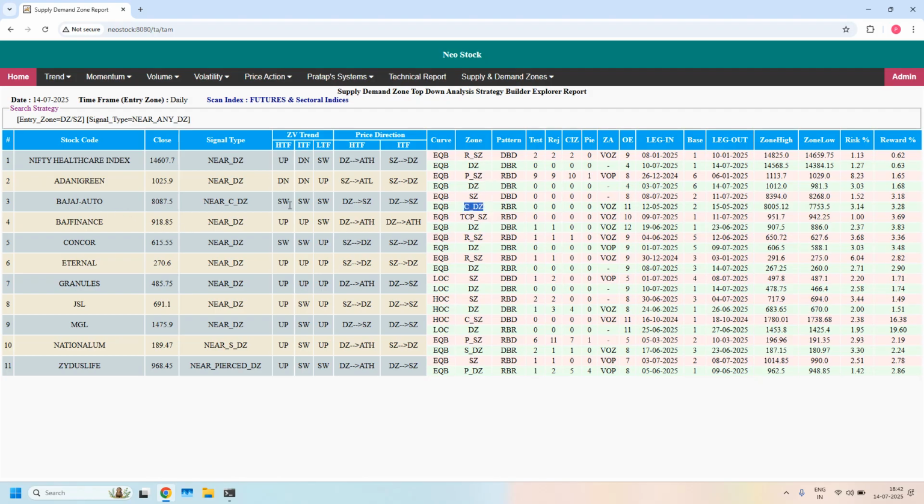Bajaj Auto is having a high liquidity daily demand zone. National Aluminium is having a high liquidity daily demand zone. So in total, 2 stocks we identified from this list.